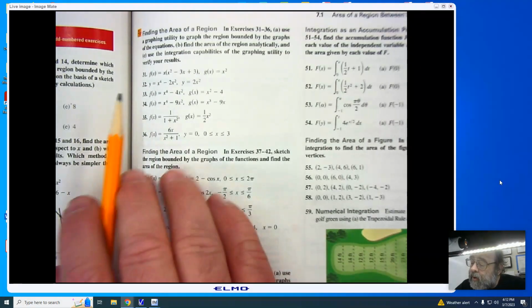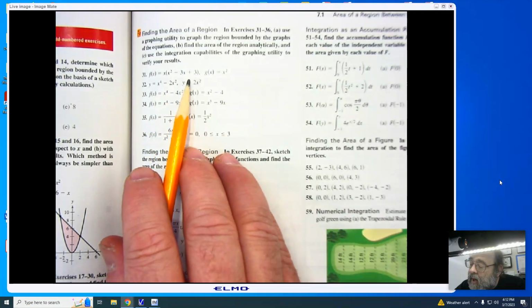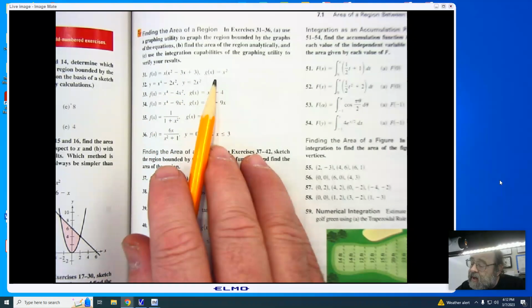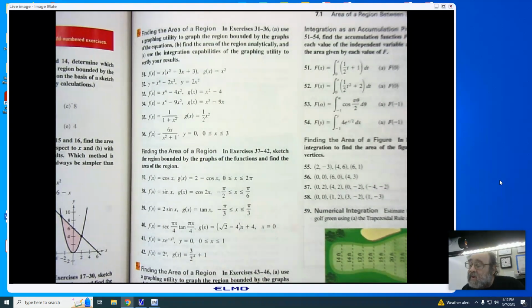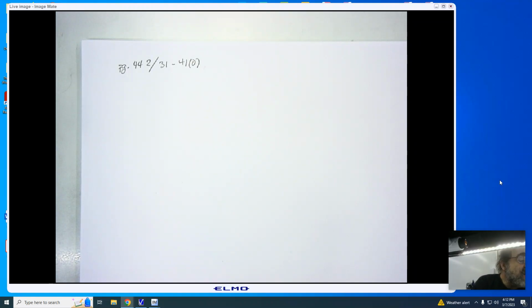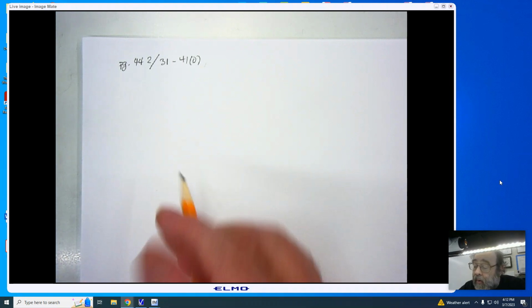Alrighty, so we're going to be doing number 31, which is f of x equals x cubed minus 3x squared plus 3x, and g of x equaling x squared. You'll notice I feel it's just as important to multiply that x all the way through. Now, they are asking us to find the intersections. They are asking us to graph the graph and then try to do the integral.